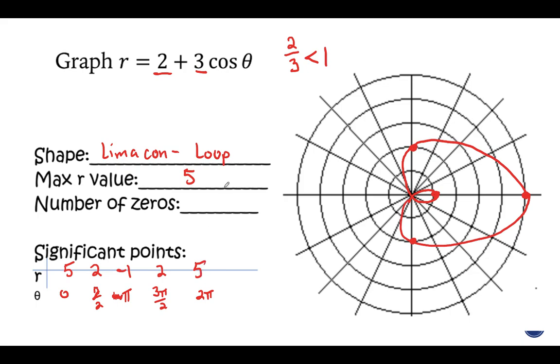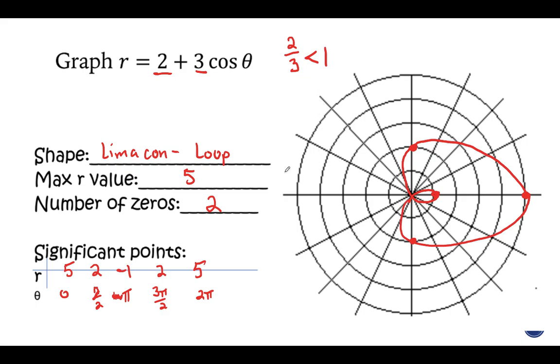Okay. Now, the one question we didn't answer is how many zeros were there, right? Well, remember a 0 is where we cross the pole. And I'm just going to determine that once I draw the graph, right? So let's retrace our path. So we started back here at 5, 0. Then we drew our way around and we passed through the pole 1 and 2 times. So we have 2 zeros to this graph. Now, I'm not going to ask you to find those. I just want you to identify that there are 2 zeros, all right? So here is your first example of a Limacon, right? We have a Limacon with an inner loop, okay?